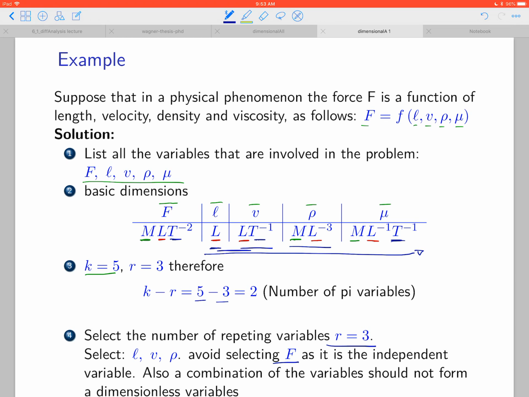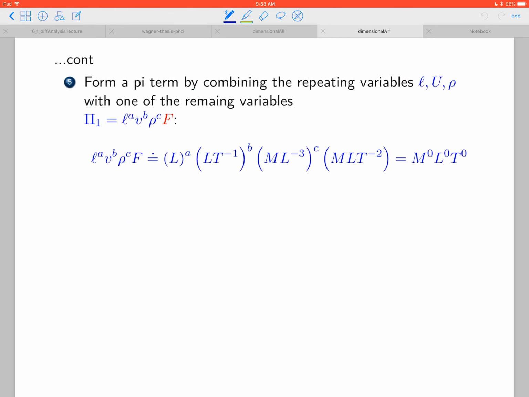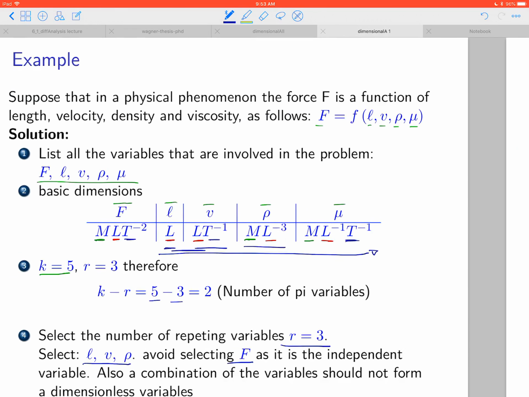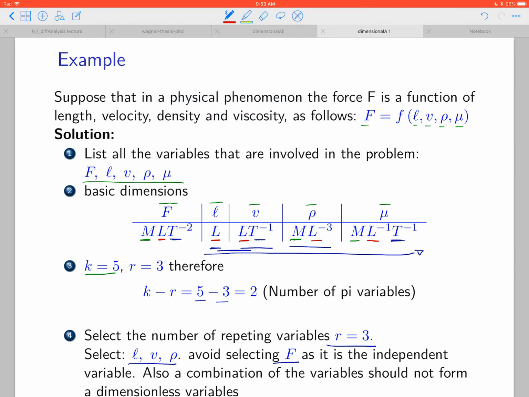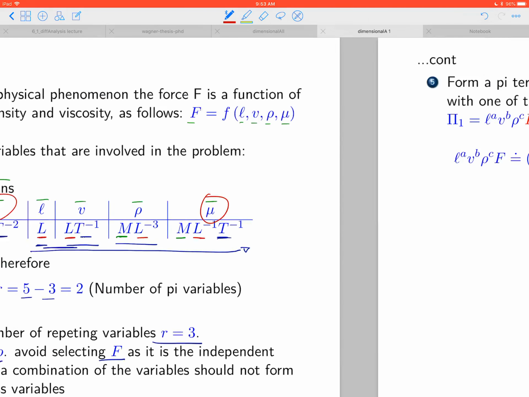Any combination, and when I say any combination, we multiply L to some power, V to some power, and rho to some power. So we cannot find any exponent in such a way that the mass and the time cancel. So that's the idea, the most dissimilar ones. So, okay, let's select length, velocity, and density. Now we are going to combine with the remaining two. The remaining two, let me do it in red, are F and mu. So we have to combine L, V, rho with F and then with mu.